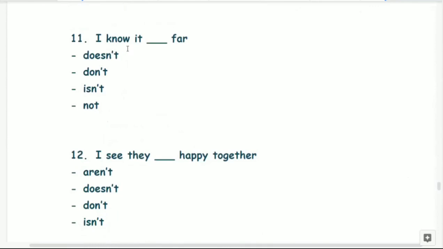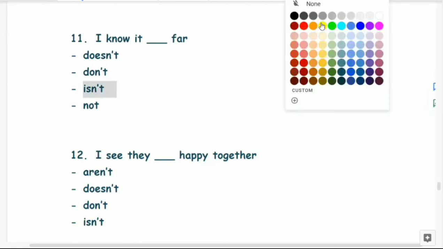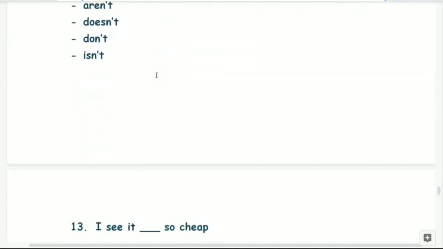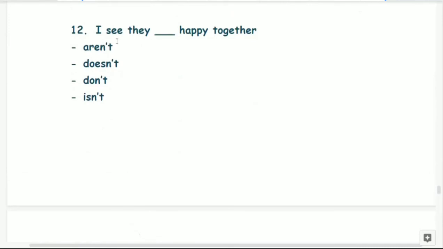11th is mine. I know it doesn't far. No. I know it don't far. No. I know it isn't far. Yeah, that's correct. I know it isn't far is absolutely right. I know it's not far. No, we should add is here before not. So that's why the third one, I know it isn't far, is absolutely correct. This one, 12th, is yours.